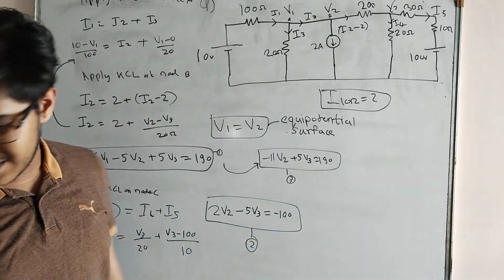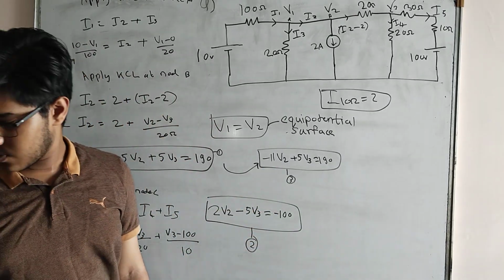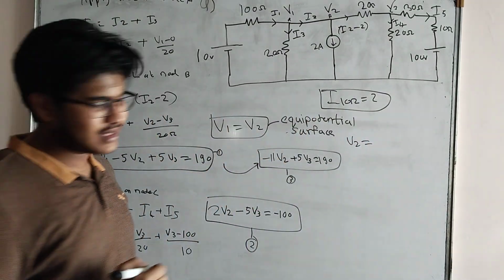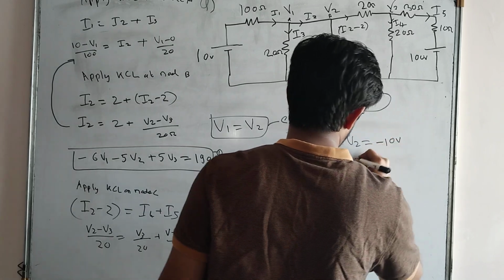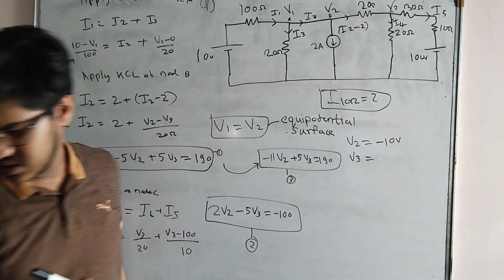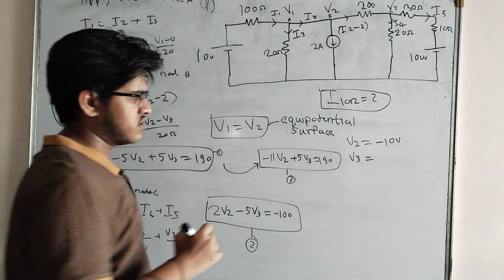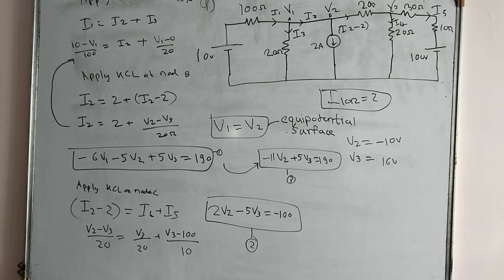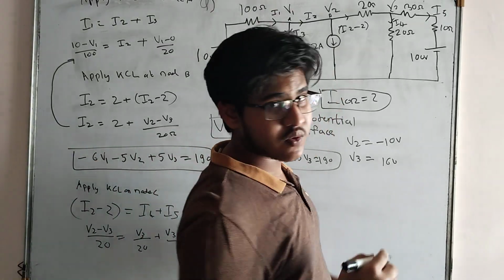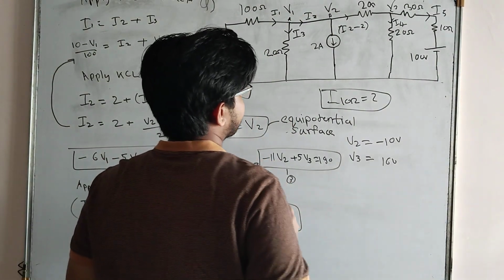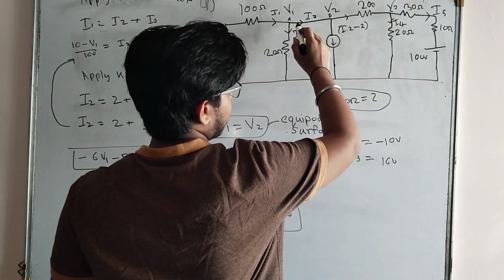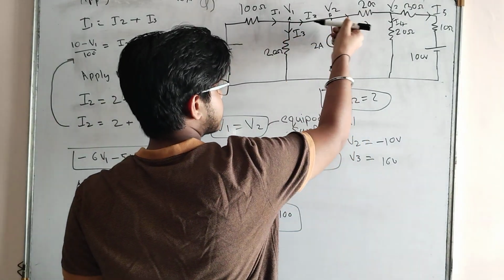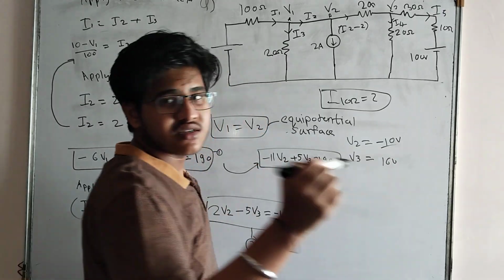So on solving 2 and 3 we get the V2 value as minus 10 volts and the V3 value is 16 volts. Yes. So now what does this minus 10 volt sign indicate? We have considered this is V2, so we have considered the current to be flowing like this, but current is not flowing like this, current is flowing in this direction, so it is denoted by our minus sign.